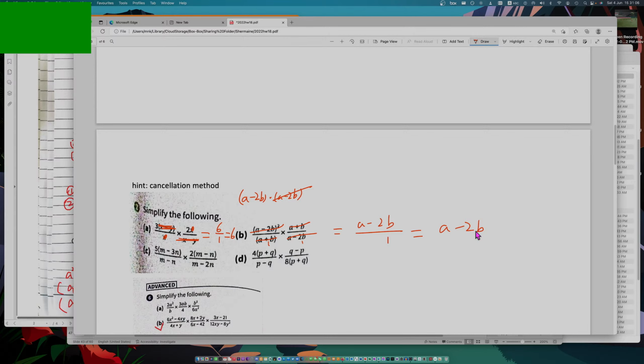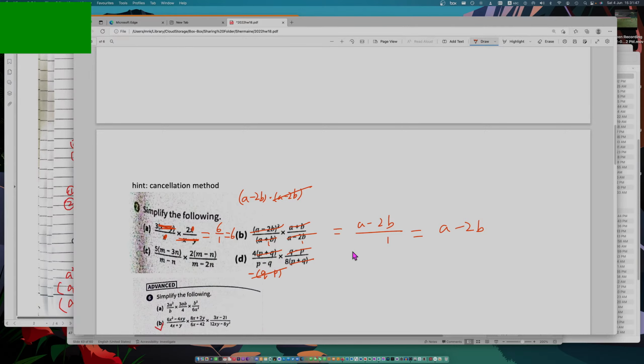Same, this one. Can you see something similar? P plus Q? Cancel. Is there a Q minus P? No. They switch position. So what do you do? You give it a minus sign here. Then you can switch their position. Because if you switch position, then you have the Q minus P, you have the Q minus P, then you can cancel.